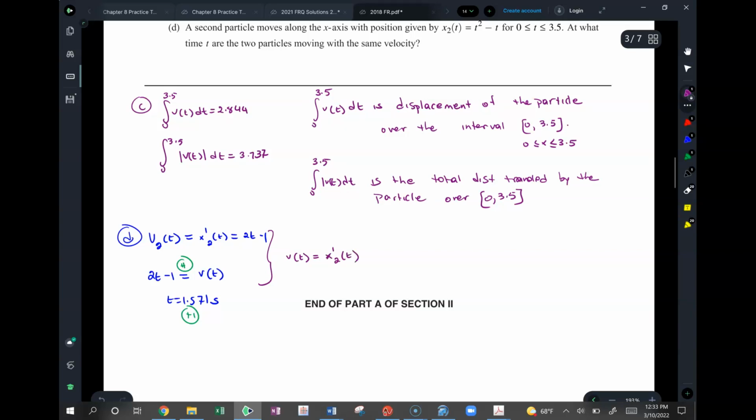Okay, like without explicitly showing what the derivative is, that would have been an okay step because it's the calculator section. Or if we did v2 of t equals x prime 2 of t equals 2t minus 1, then under that could we write like v2 of t equals v of t? Does that make sense? You can do that. Yep, you can do that.